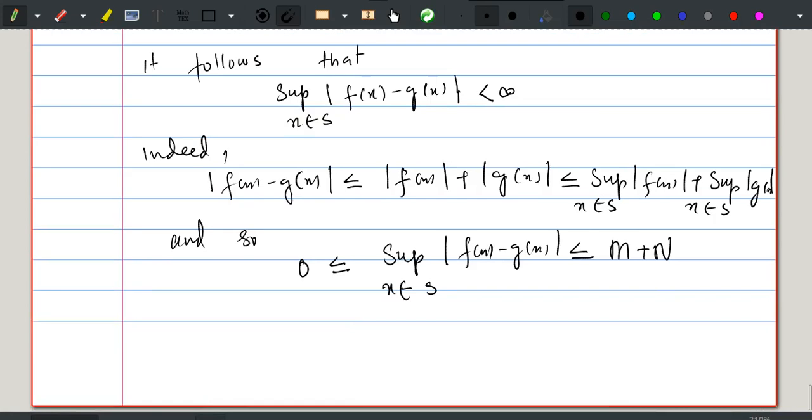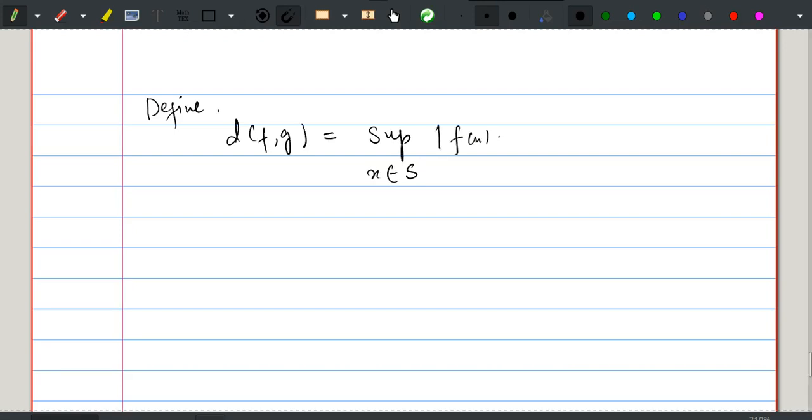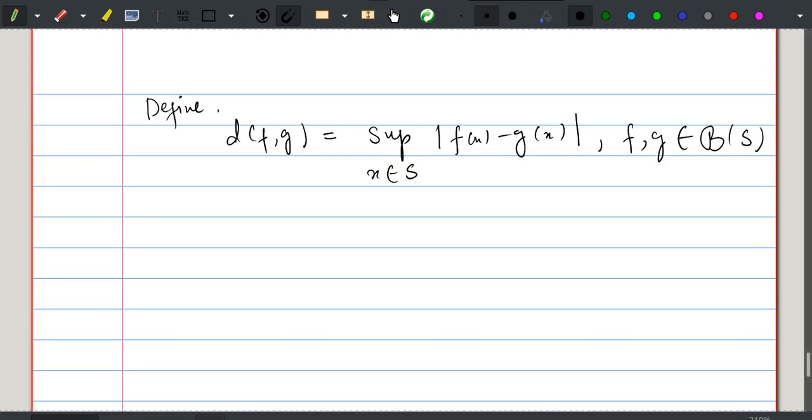Now let us define a distance function. Define d of f g to be equal to supremum x in S mod of f x minus g x. Note that this expression is a finite quantity. These f and g are just bounded functions, they are in B of S. So evidently d of f g is non-negative, and d of f g is 0 if f and g agree on the whole domain set, and similarly d of f g is the same as d of g f.